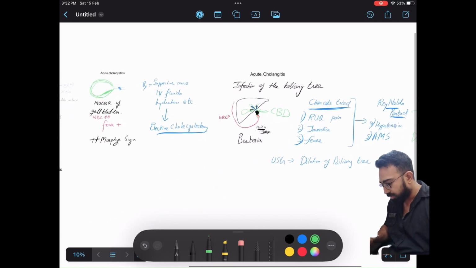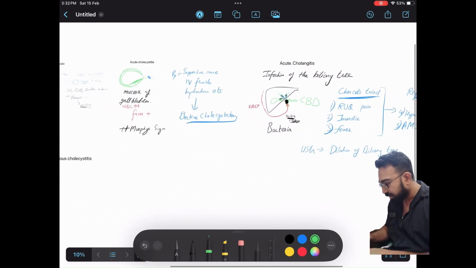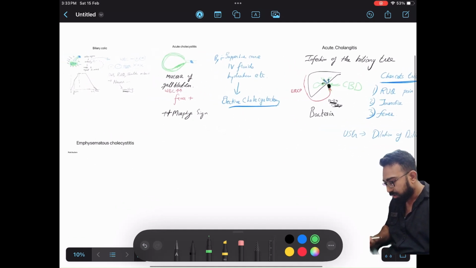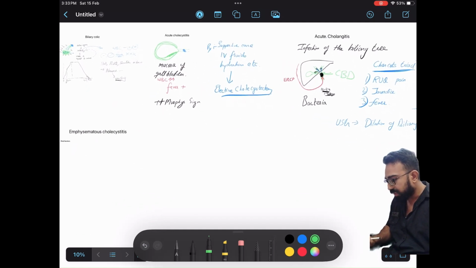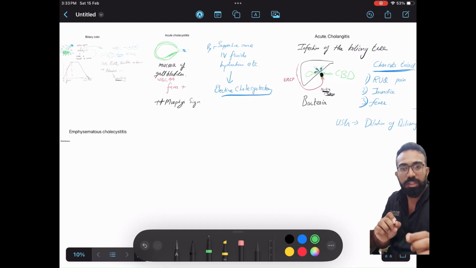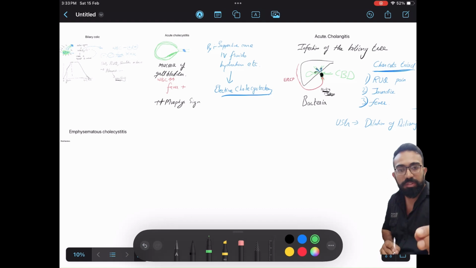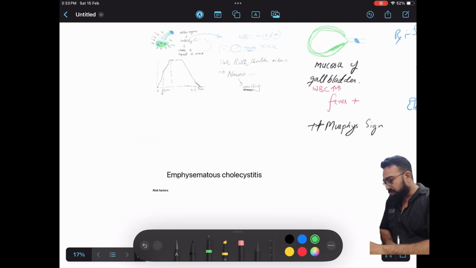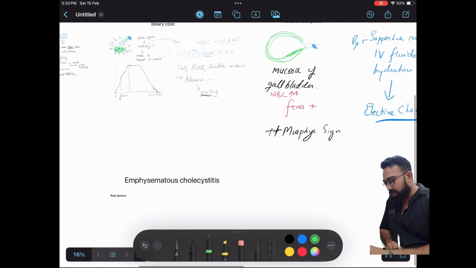Now, what have we discussed? We have discussed biliary colic. We have discussed acute cholecystitis. We have discussed acute cholangitis. Now let's come to a condition which is called emphysematous cholecystitis.